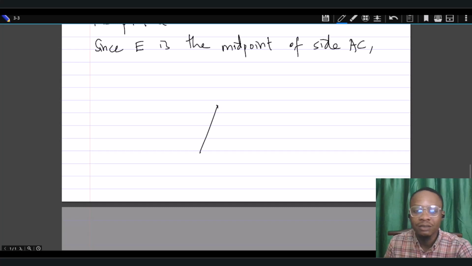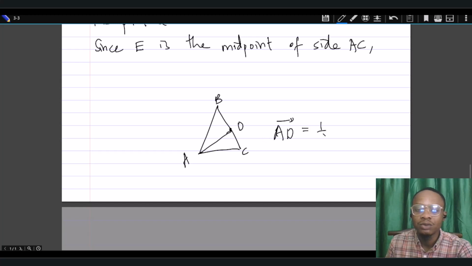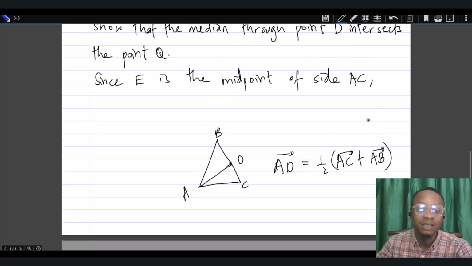That if you have, let's quickly draw that out here. I'm going to wipe it off shortly. If you have this as the midpoint of this, okay, so let's say this is A, B, C, and this is the midpoint, which is D. We're able to establish that this line AD was going to be equal to 1 over 2 of AC plus AB. So basically, that is the same idea we use here.